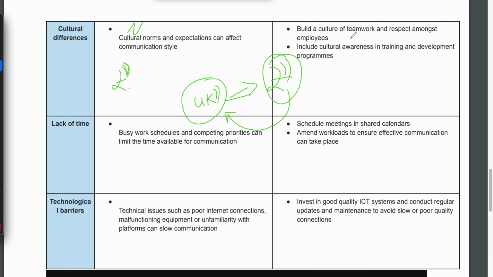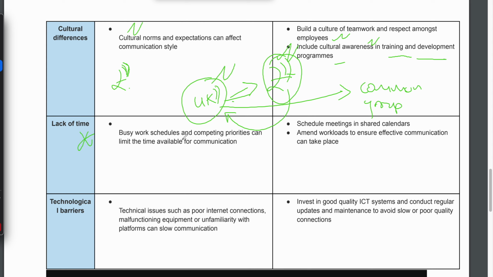So at the end of the day, we need to build a culture of teamwork and respect among employees, and include cultural awareness in training and development programs, so that these people will share their norms with each other and come to a common understanding, a common ground, as they carry out their conversations in the industry.